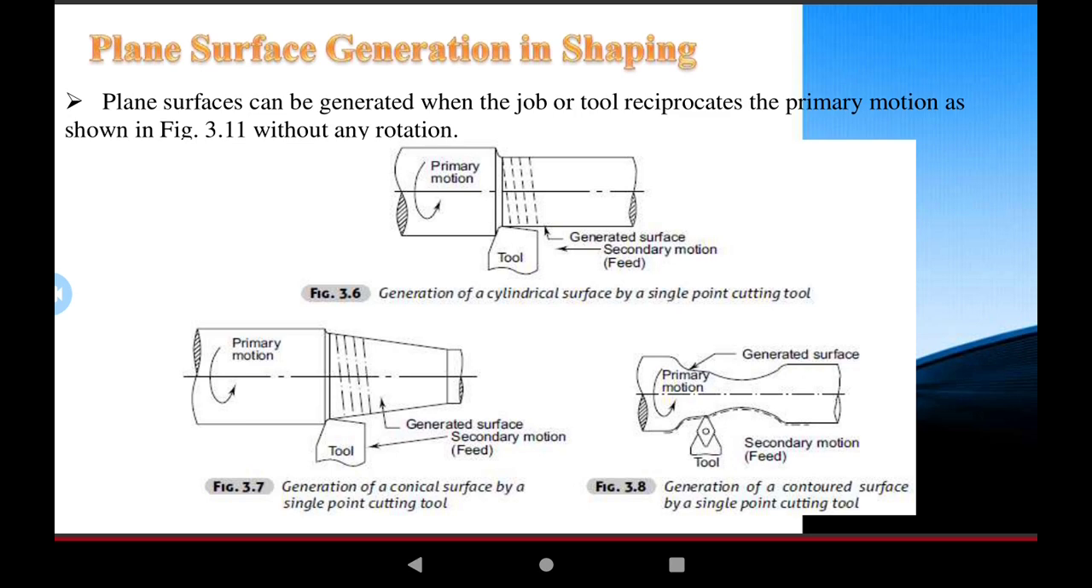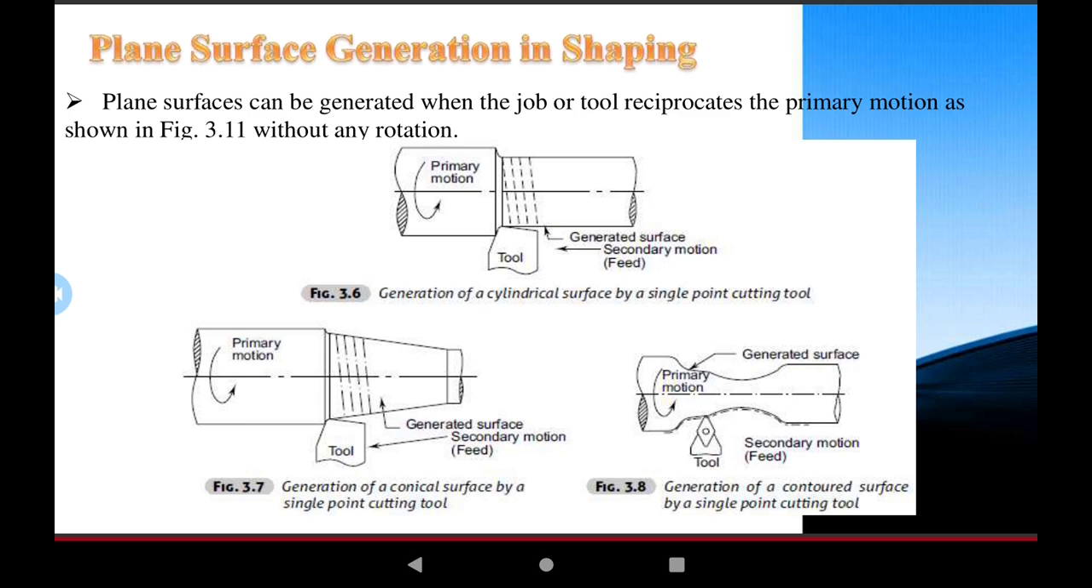Another machine is the lathe machine. In the lathe, the job is held in the chuck, which rotates the job. The job rotates for the primary motion, and the tool is given the feed motion. The tool post and tool direction decide the feed rate and direction of the tool, which generates the surface. The secondary motion, the feed of the tool, is provided. In this operation, a cylindrical surface is generated using a single point cutting tool.